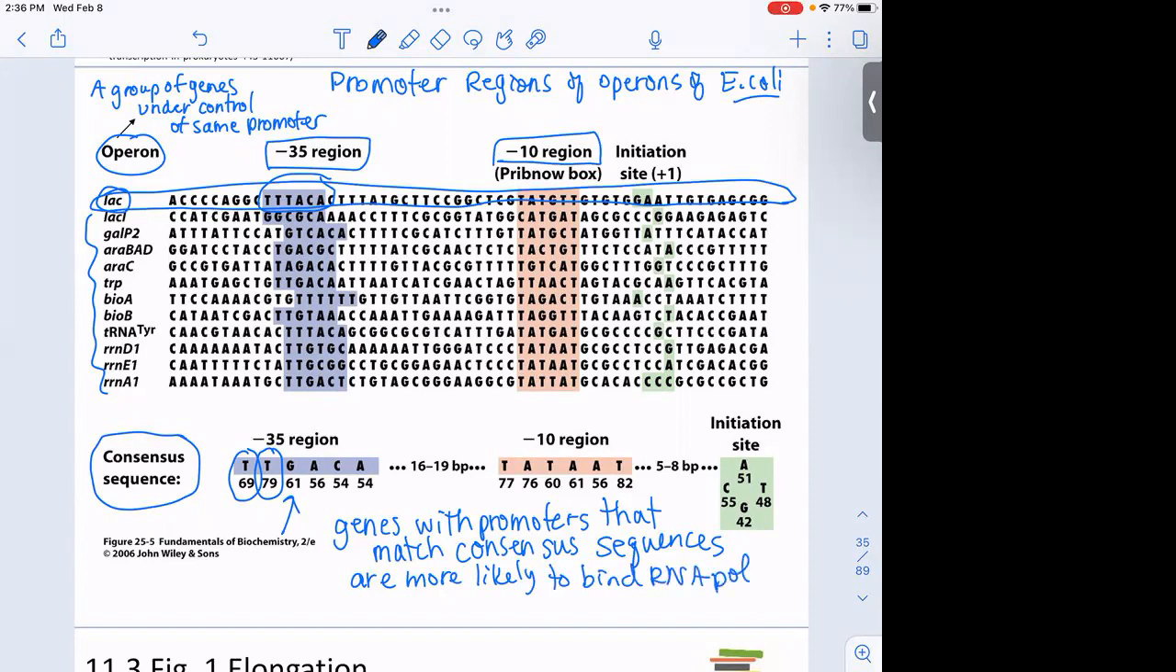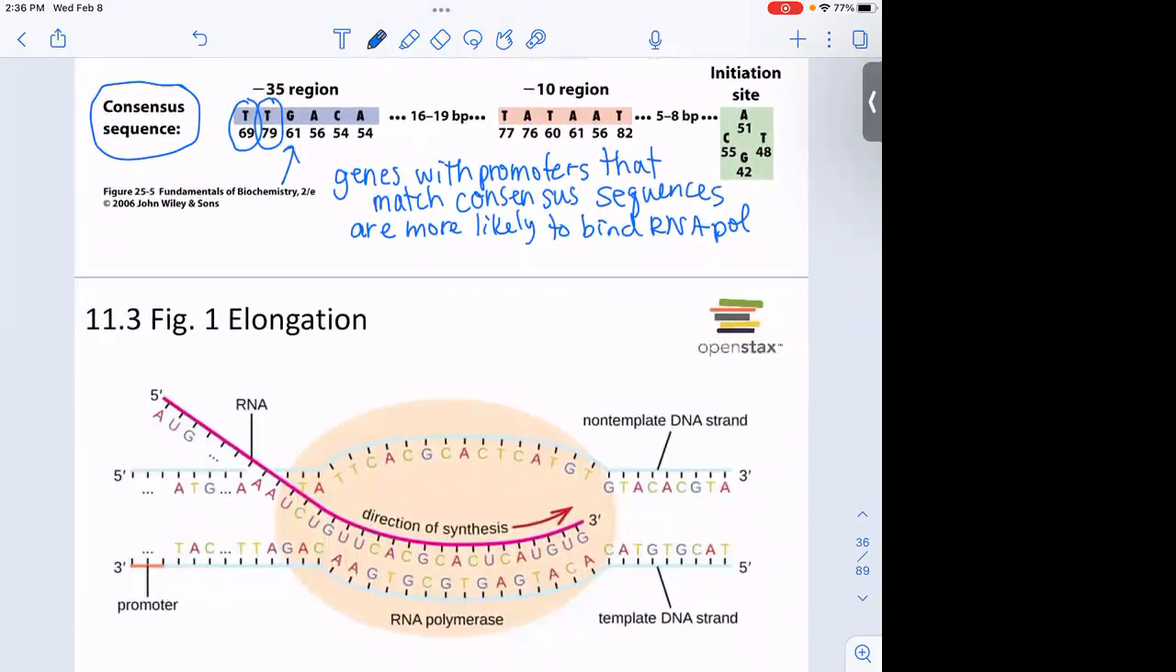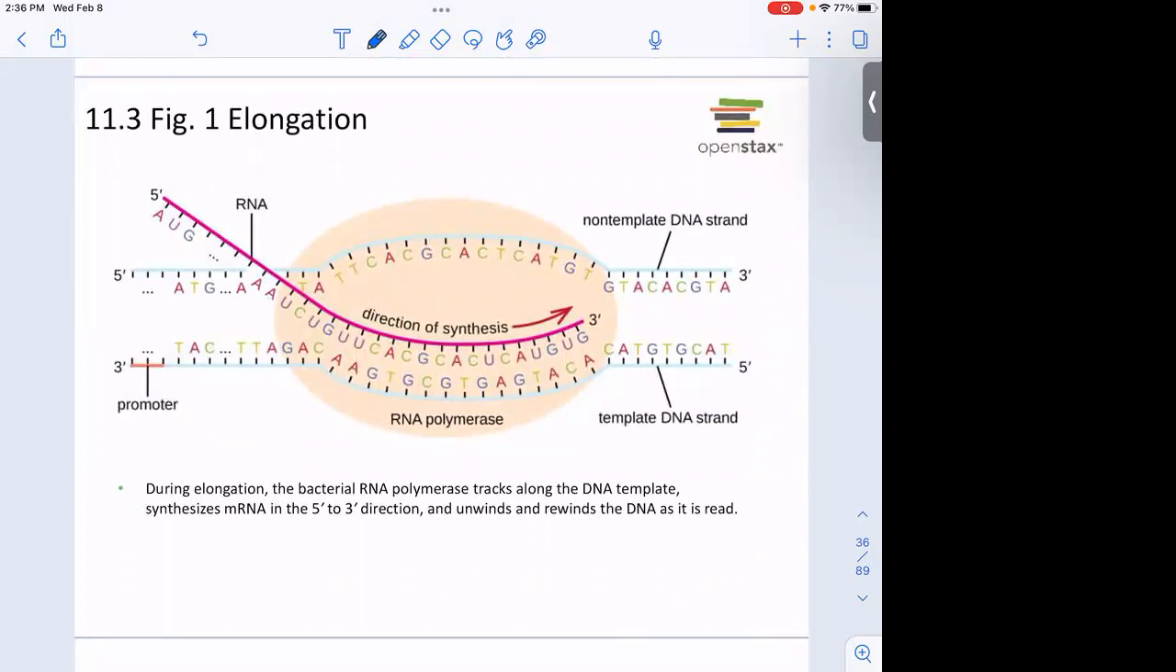And therefore more likely to get transcribed. All right, so let's say that RNA polymerase has bound really tightly. Then it's going to move down that DNA and start making RNA. We call that elongation. So here's this big orange blob, that's the RNA polymerase that's moving down one strand of DNA and making the RNA. It's adding on this 3' end.